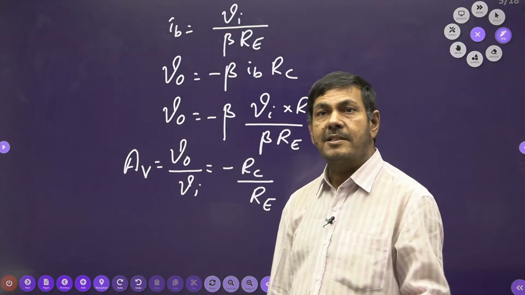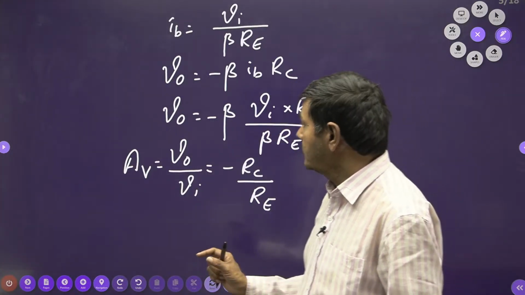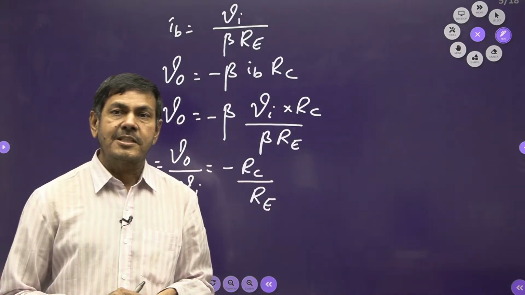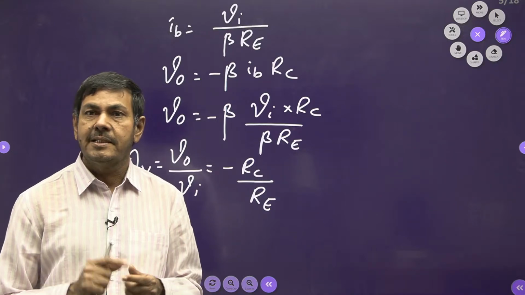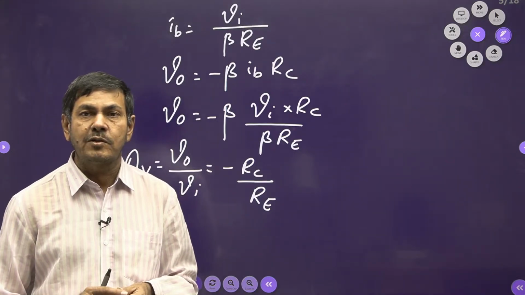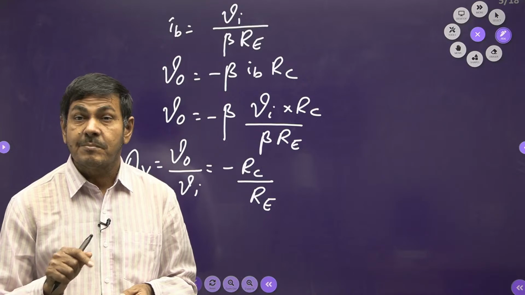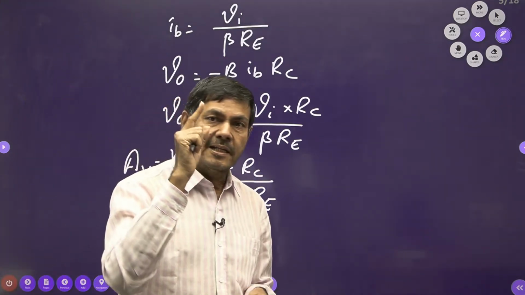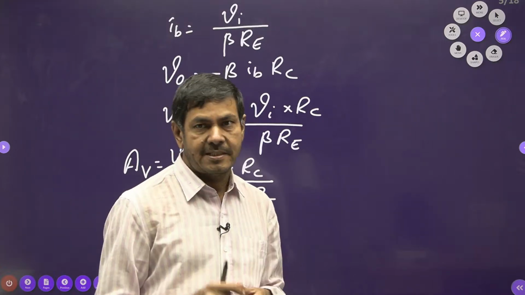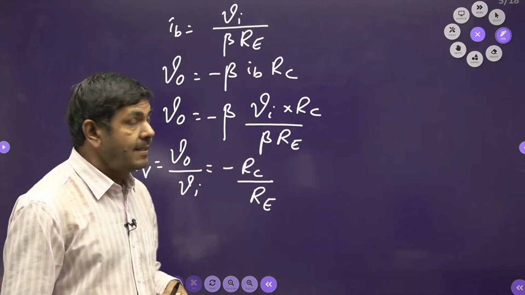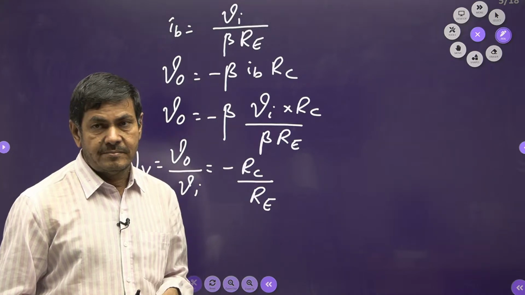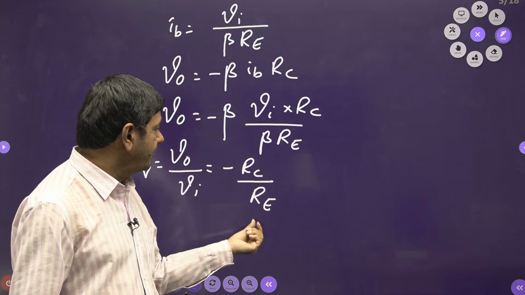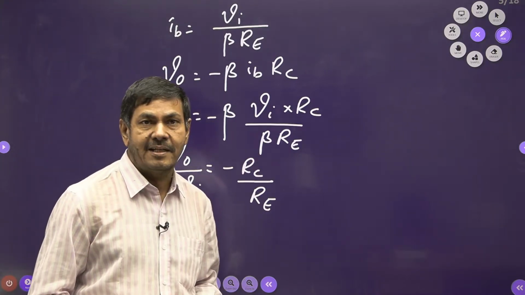These are the 3 models I would like to give in this session. Understand now. In the first model, RE is parallel to the CE, and there I am getting voltage gain equal to minus RC by small RE. In the second model, the emitter is directly connected to the ground. Formulas are the same, as I said. In the third case, RE is connected, but there is no bypass capacitor. In that case, voltage gain we can get from the formula minus RC by RE only.